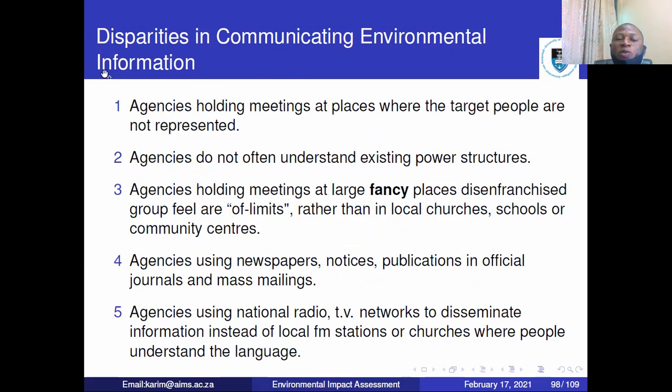So when you are communicating, of course, there are going to be disparities, and those disparities will affect your environmental assessment report. If you go and hold meetings at places where the target people are not represented, of course, this is not good. Don't hold meetings at places where the target people who are affected by the project are not represented. Also, if you don't understand the existing structures within a community, and then you go to the wrong people, you are going to have a problem. You have to understand the existing structures or the powers in the community so that you go to the right people.